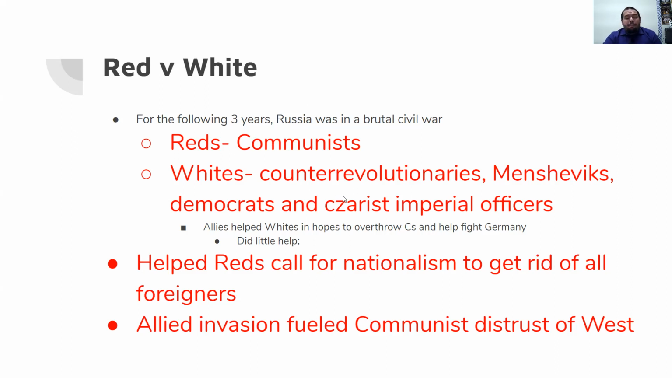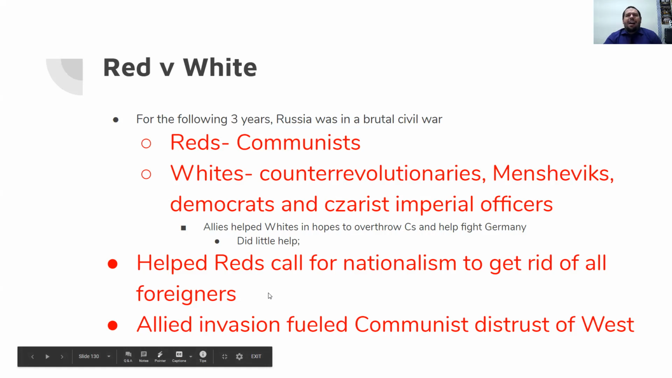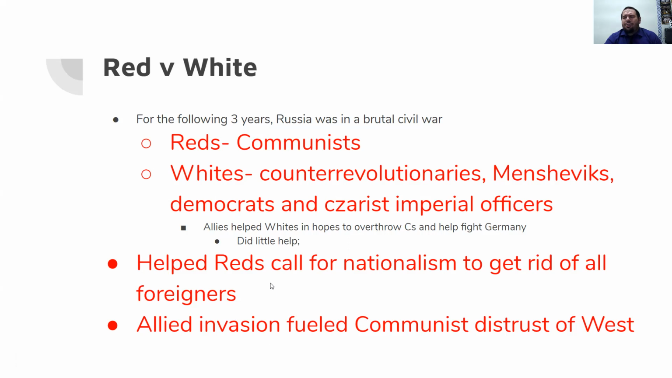The Allied powers are going to support the Whites in hopes to overthrow the communists and help fight Germany. And it did not help at all. It helped the Reds, the communists, call for nationalism to get rid of all foreigners. So if you weren't for the revolution, you were anti-Red, you are against us, let's get rid of you. And there would be a small Allied invasion, I believe, of British, and I want to say some French troops. I think they tried to invade through Gallipoli over there, and that was a big fat no. And that's only going to anger the communist distrust of the West, like, hey, man, stay out of our problems. Let us solve it.